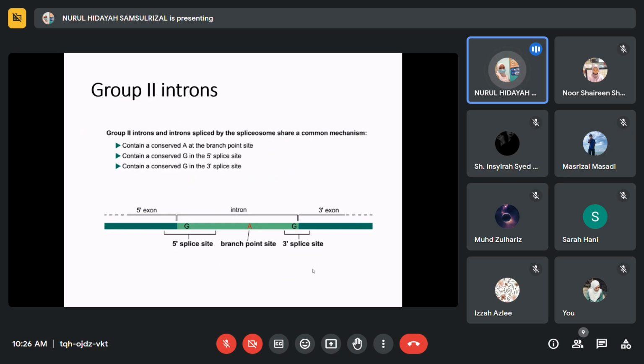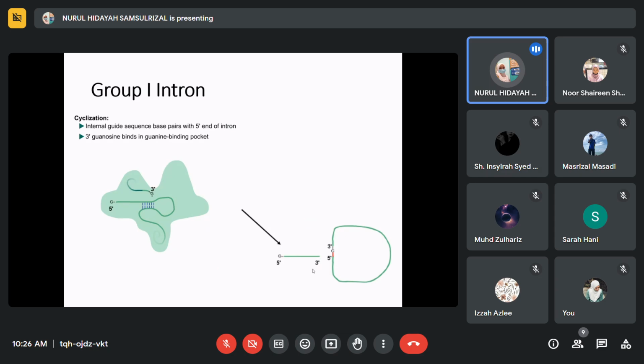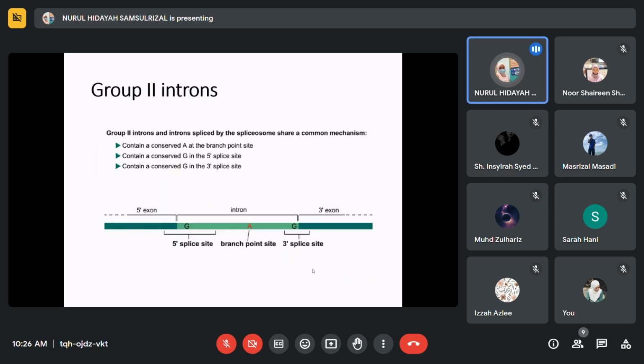So in terms of group 2, this is group 1, semua okay kan? Nampak kan? Dia punya macam mana dia bind. So in terms of group 2 ni, they share a common mechanism and contain conserved parts, which we call conserved A at the branch point site, conserved G at the 5' splice site, and conserved G at the 3' splice site. So dekat tepi-tepi ni dia ada G yang conserve, dekat dalam intron tu memang kamu boleh nampak. And then dekat tengah tu dia ada satu branch point A yang conserve dalam intron tu, sebab dia nak berlakunya proses splicing ni nanti.